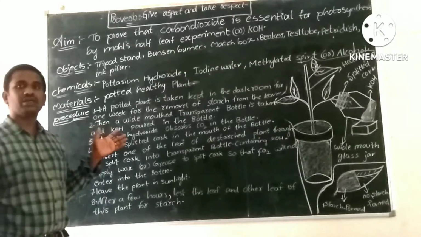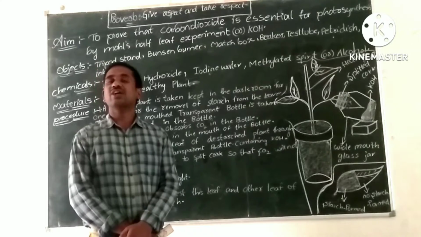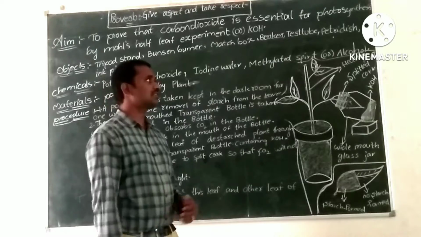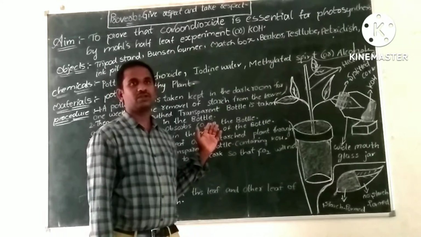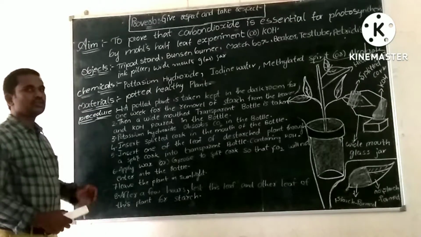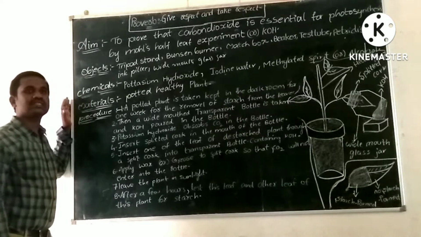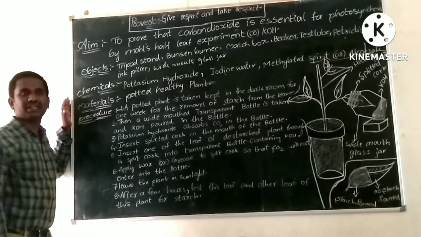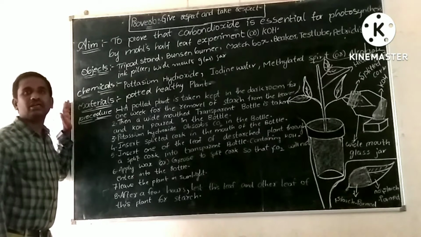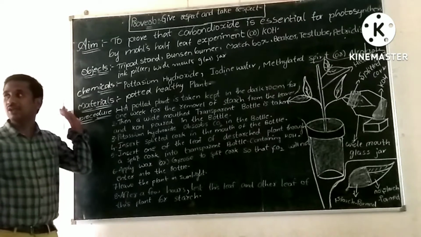It is a very important experiment because carbon dioxide plays a key role in photosynthesis, so that's why we are going to perform it. In this experiment we discuss the importance of carbon dioxide in photosynthesis. Without carbon dioxide you cannot get carbohydrates. So you must listen carefully.